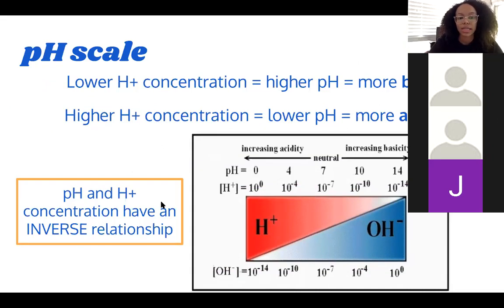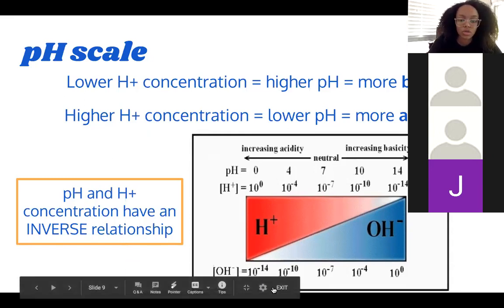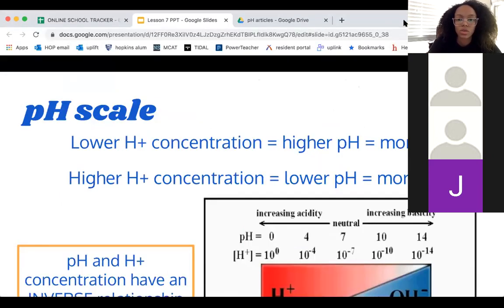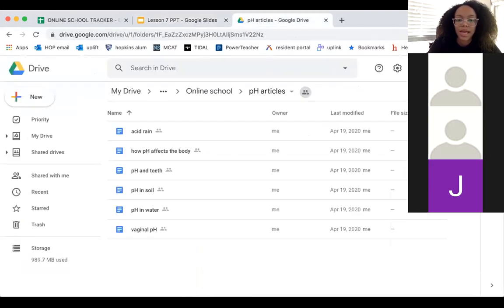So next class, you need to have access to those articles, whether you have them in a separate tab on your computer or pulled up on your phone, etc. Where are they? They are in what I always link to, online school. If you go to the online school folder, then there is a folder called pH articles, okay? And we will be reading these next time. Just make sure that you can quickly click to them when you need them, all right?